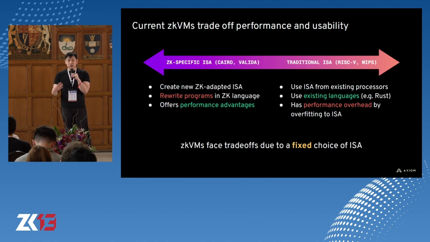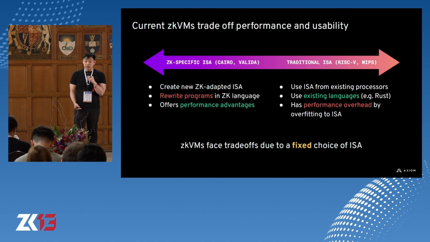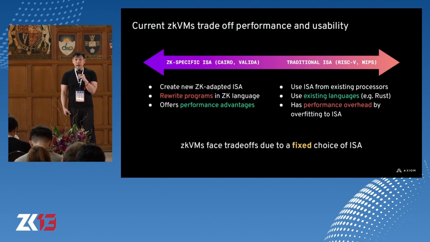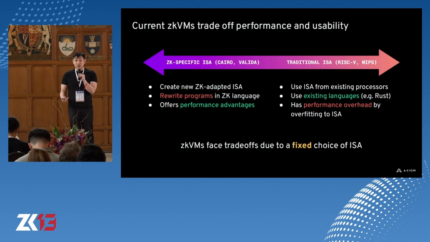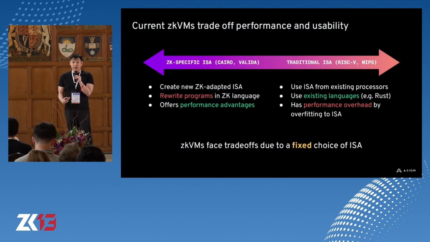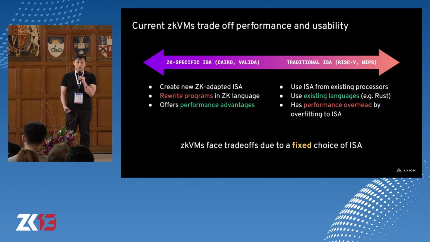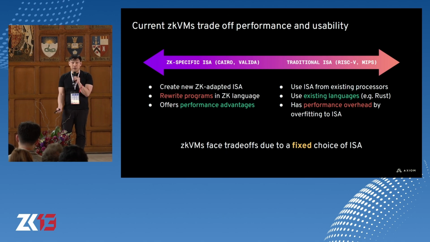I would say some use a zk-adapted ISA, things like Cairo or Valida, where they've created an entirely new ISA, which is tailored for the performance characteristics of zk. Now, the advantage of this is that it's going to be much faster if you're able to pair your ISA to the actual proving you're doing. The problem is all programs need to be rewritten to run on this ISA, which is a challenge from an engineering perspective and a security perspective.